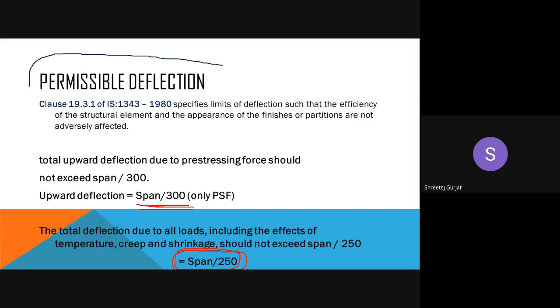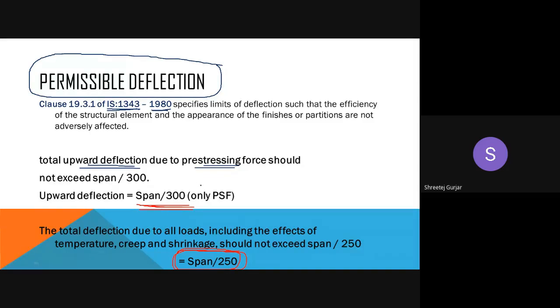Permissible deflection. So as I've told you, limit state of serviceability we are concerned with. So your IS 1343, which is the code book for your PSC, very important. IS 1343, 1980, first edition, specifies the limit of deflection. It has some specification of how much the deflection has to be. So the total upward deflection, it is usually caused by a pre-stressing force, right? So upward deflection caused by a pre-stressing force should be within this limit. And what is that limit? It is span by 300.